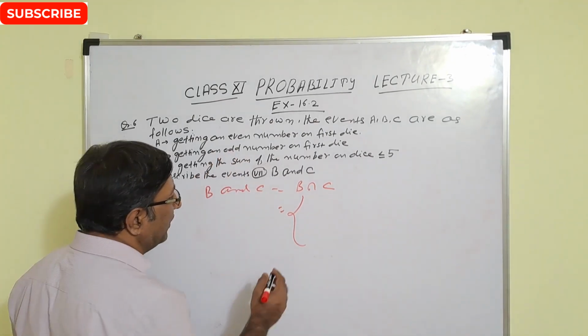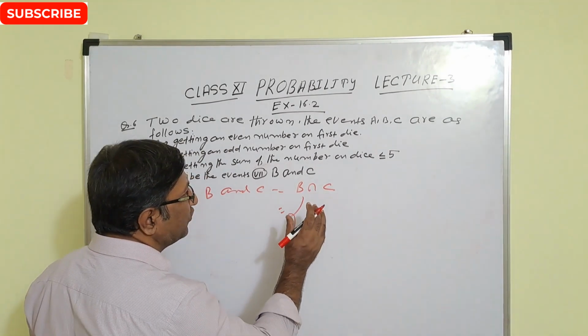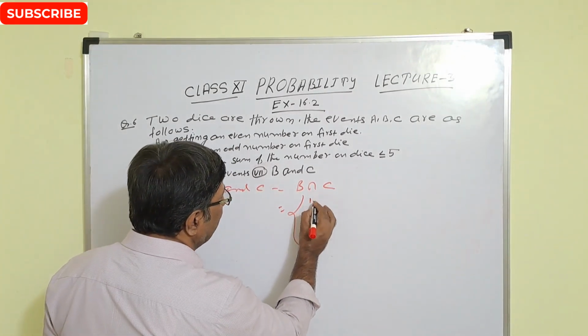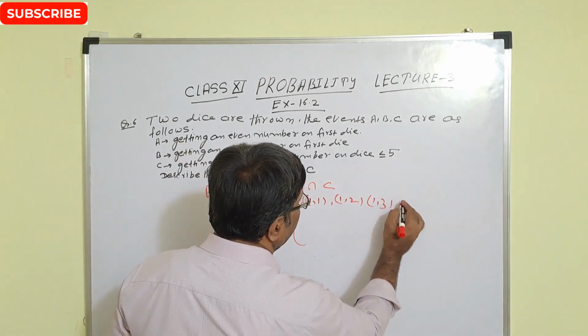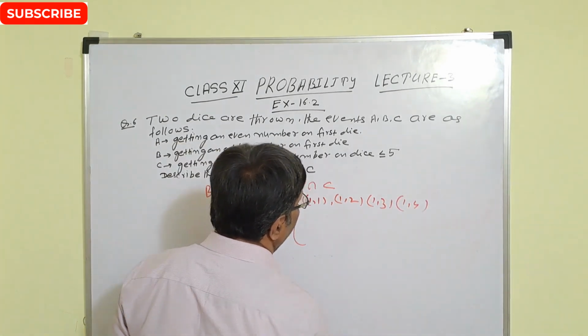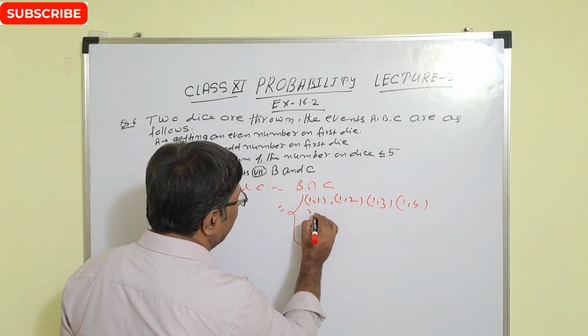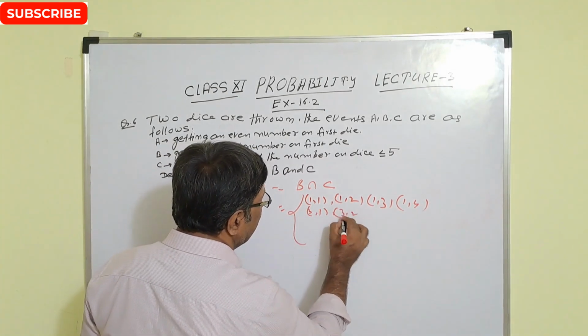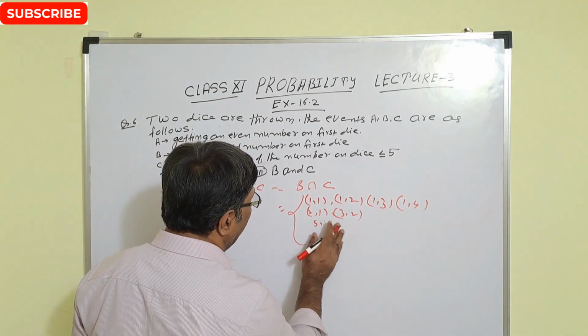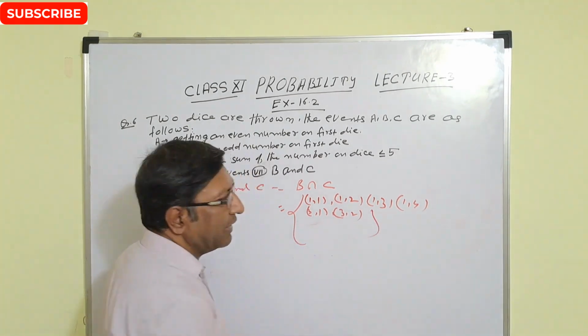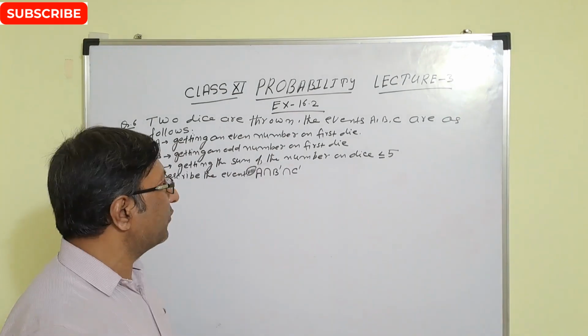So check odd number on the first die and sum should be less than or equal to 5. So this is 1 1, okay, 1 2, okay, this is 1 3, this is 1 4. Again we will start from 3, so this is 3 1 and this is 3 2. Again we will start from 5, so this is not 5, so only these are the correct answers.